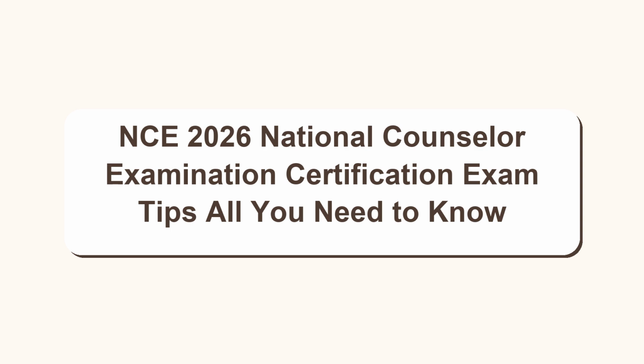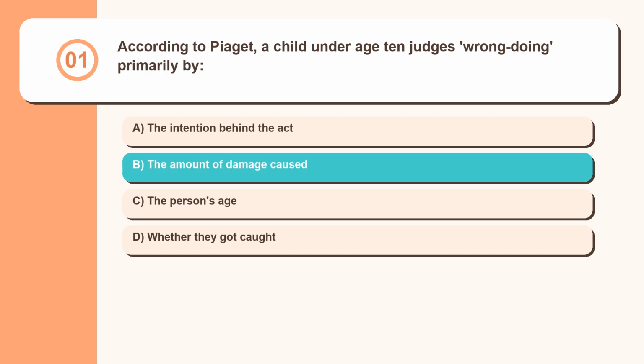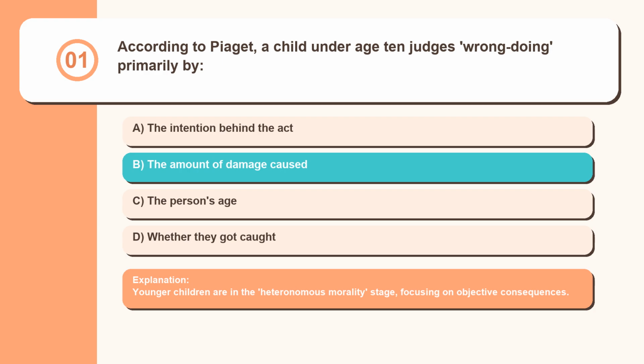NCE 2026 National Counselor Examination Certification Exam Tips. All you need to know. Question 1. According to Piaget, a child under age 10 judges wrongdoing primarily by: the intention behind the act, the amount of damage caused, the person's age, whether they got caught. Younger children are in the heteronomous morality stage, focusing on objective consequences.